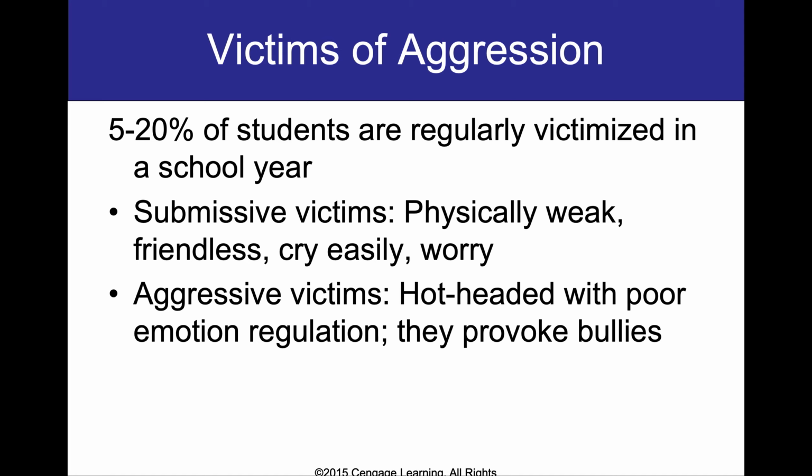Victims of aggression. 5 to 20% of students are regularly victimized in a school year. 5 to 20%. Submissive victims are physically weak. They are the friendless people. They cry easily and they worry tremendously. Aggressive victims get hot-headed with poor emotional regulation. They can't control it, and they tend to provoke their bullies.